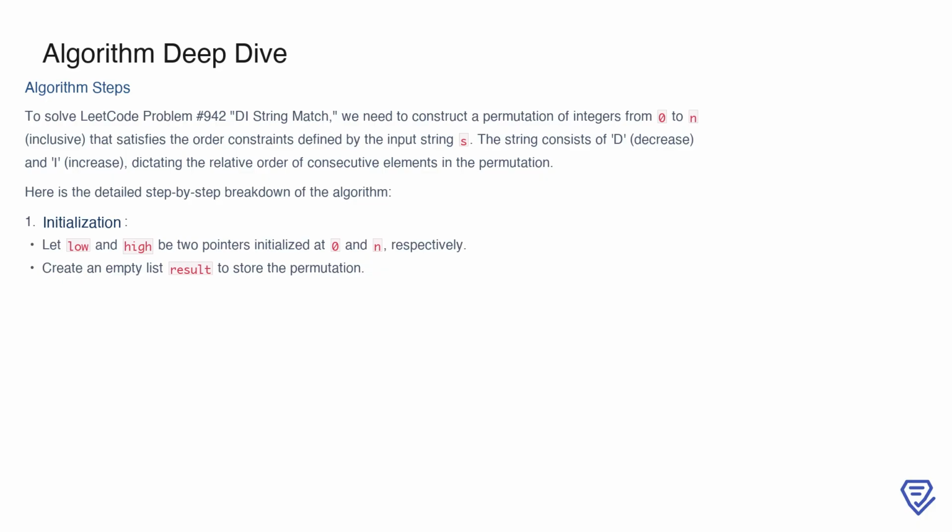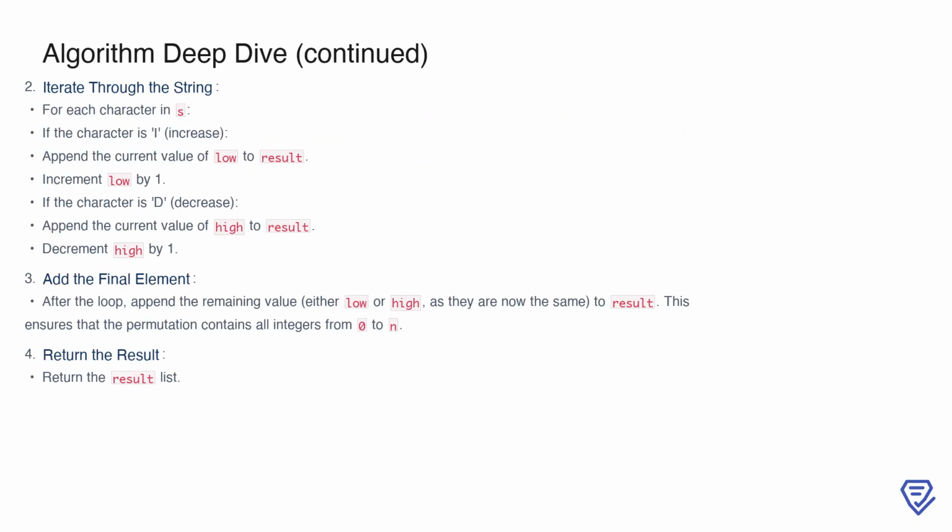To achieve this, we start by initializing two pointers, low and high, to 0 and n, respectively. These pointers will help us keep track of the smallest and largest values available for constructing the permutation. We'll also create an empty list called result to store the final permutation as we build it step by step. The next step involves iterating through each character in the string s.